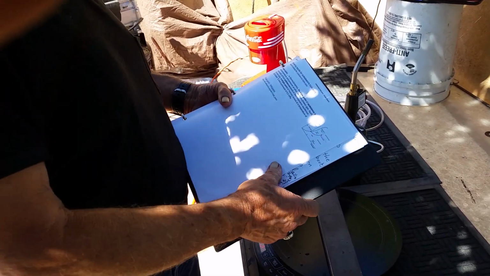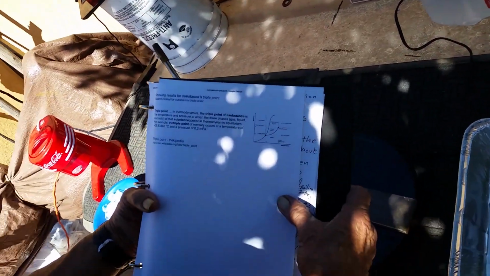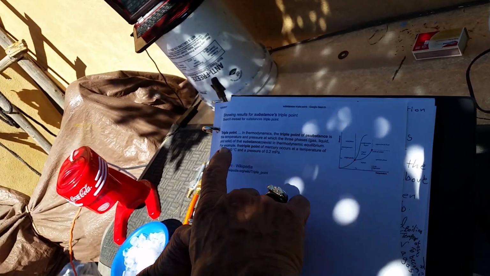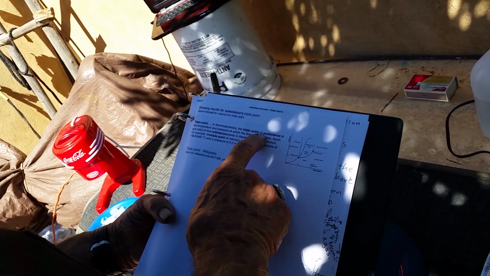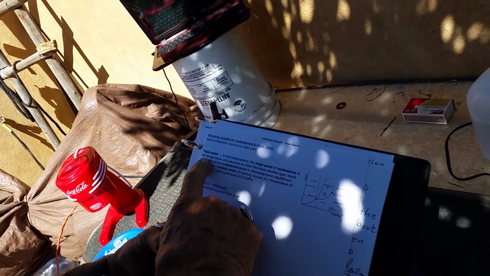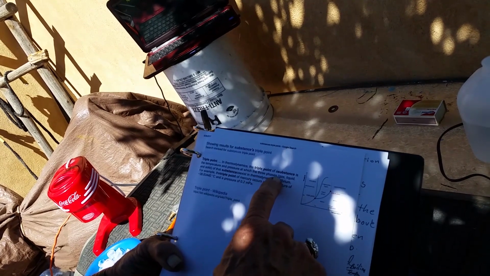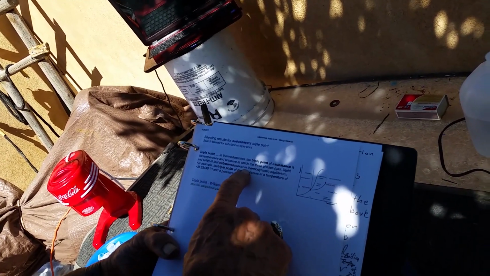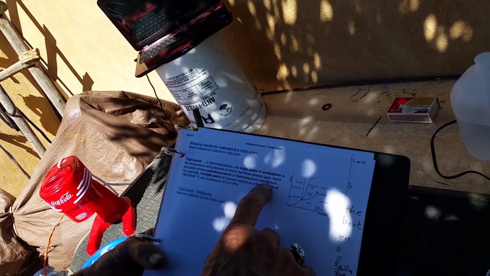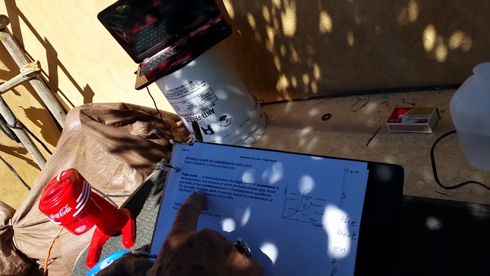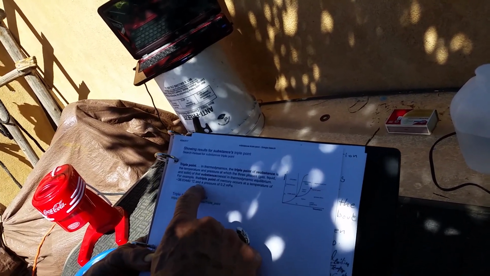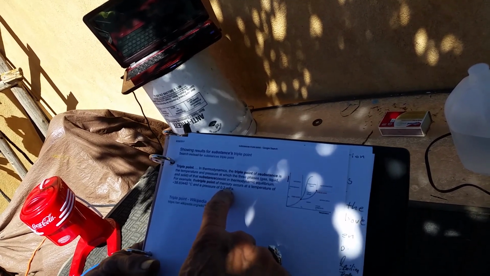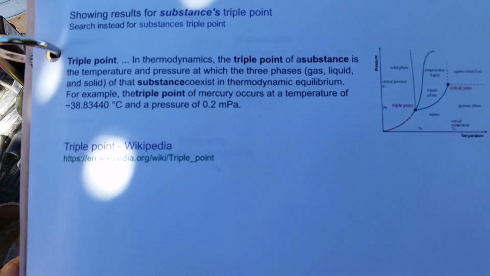Okay, showing the results of substance triple point is what this says. Okay, the triple point in thermodynamics, the triple point of a substance is the temperature and the pressure at which the three phases, gas, liquid, and solid, of that substance coexist in a thermodynamic equilibrium. For example, the triple point of mercury occurs at a temperature of minus 38 degrees centigrade and a pressure of 0.02 MPa. Okay, look at this. And it's got a diagram over here. Shows you.